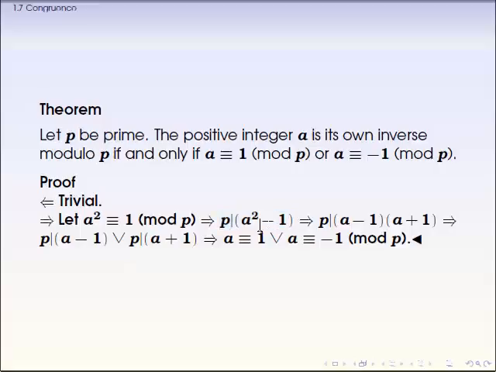But a squared minus 1 can be factorized to a minus 1 times a plus 1, and p is still a divisor of this product of two integers.